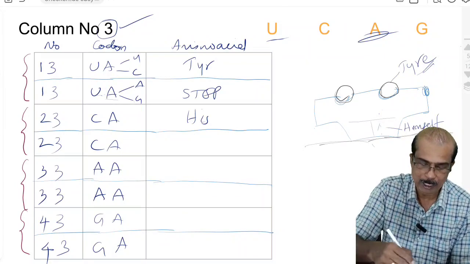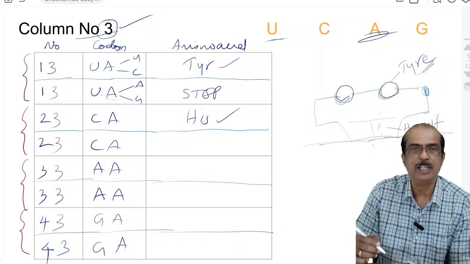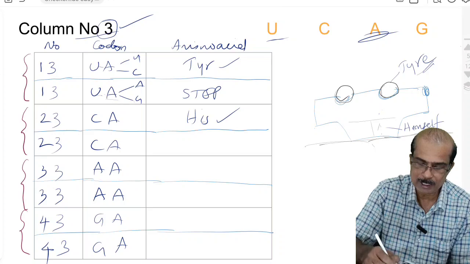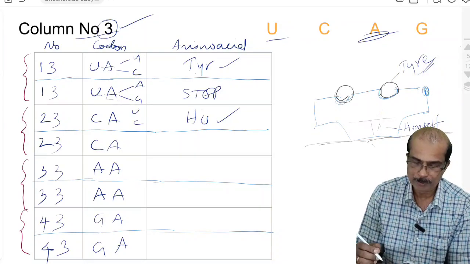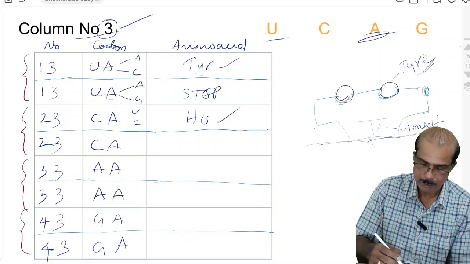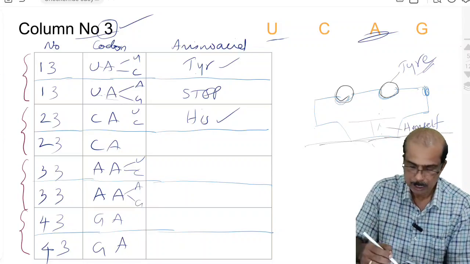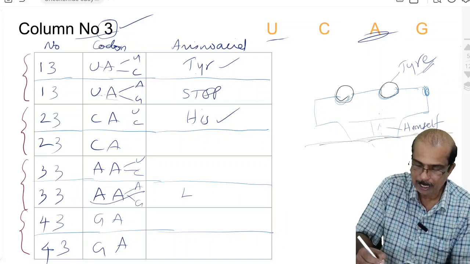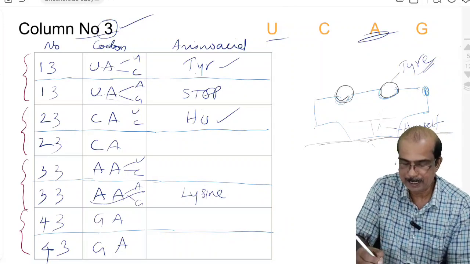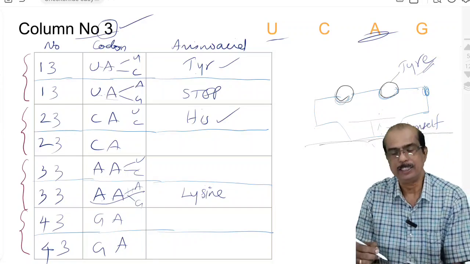Above the stop codon in column number 3, tyrosine is there. Below the stop codon, histidine is there. UAU and UAC code for tyrosine. CAU and CAC code for histidine. Then AAU, AAC, AAA and AAG. You know that AAA, another homogeneous codon, codes for lysine. So put lysine in this column. Lysine has two codons, AAA and AAG.